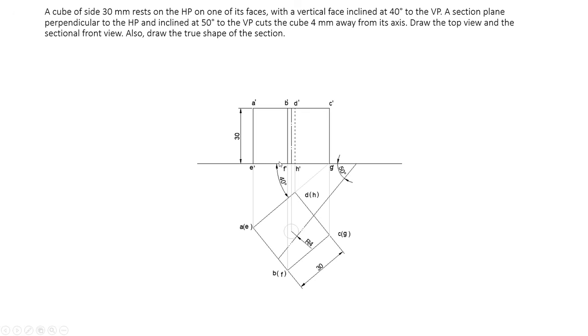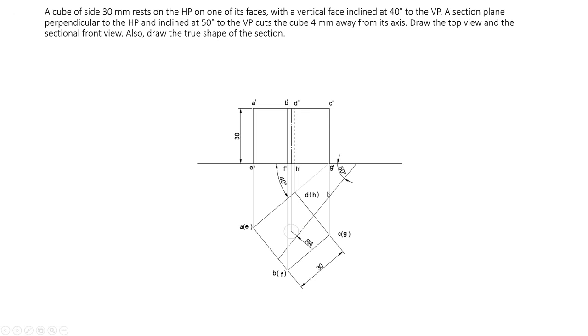Now you want to draw the sectional view. Now you want to draw the section plane. It is given that the section plane is inclined 50 degrees to VP. Since it is inclined to VP and perpendicular to HP, you want to section the top view. It is also given that the section plane is 4 mm away from the axis. So you draw a circle of radius 4 mm from here, like this.